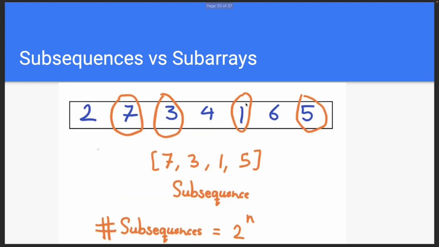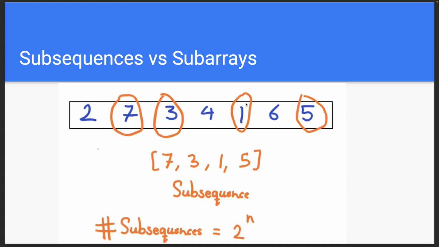The next thing is subsequences. Subsequences could be in different positions. They are not under obligation to be right after each other. They could have some free spaces between them, between the elements you choose from the array. So, for example, here from the array 2734165, you can choose 7315. That's a subsequence. How many subsequences do we have?